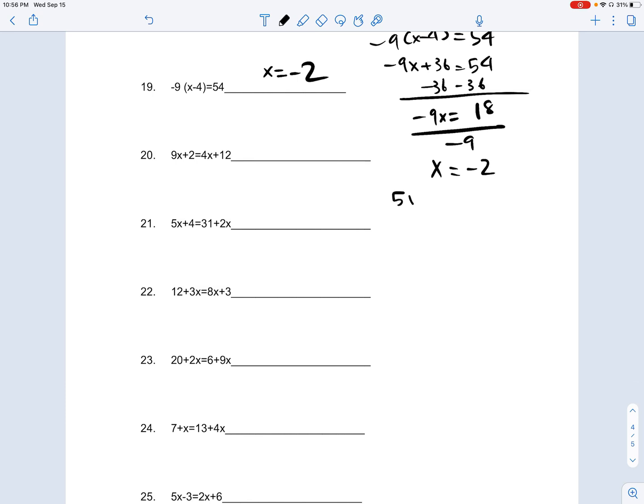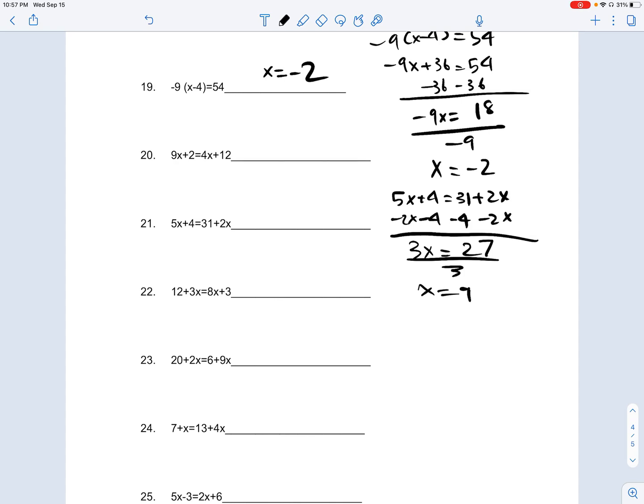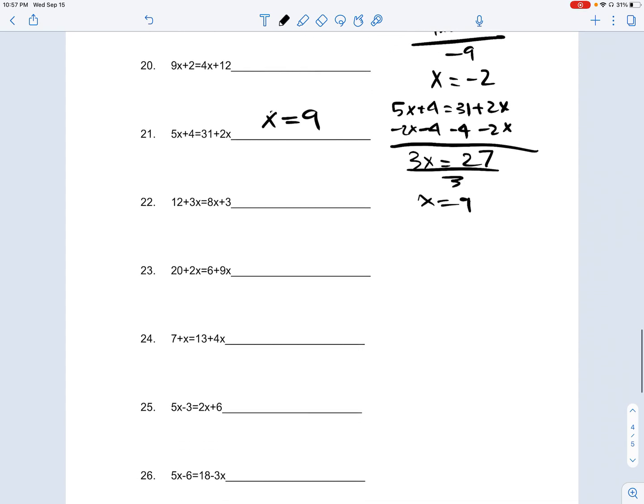Moving on. You have 5x plus 4 is equal to 31 plus 2x. You subtract 2x on both sides, and you subtract 4 on both sides, because you want to make sure that the variable x is alone by getting rid of any other constants. So once you get rid of the 4 and subtract 2x from 5x, you get 3x on this side, and you get 27 on this side. So you divide by 3, you get x is equal to 9 as your final answer.